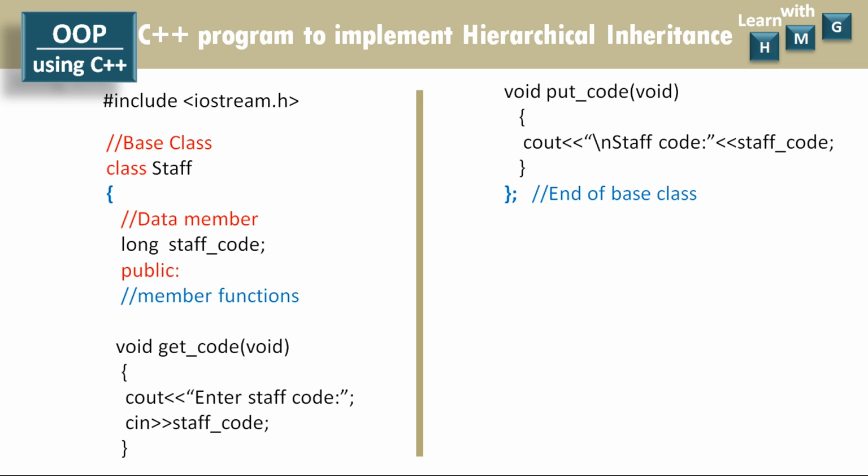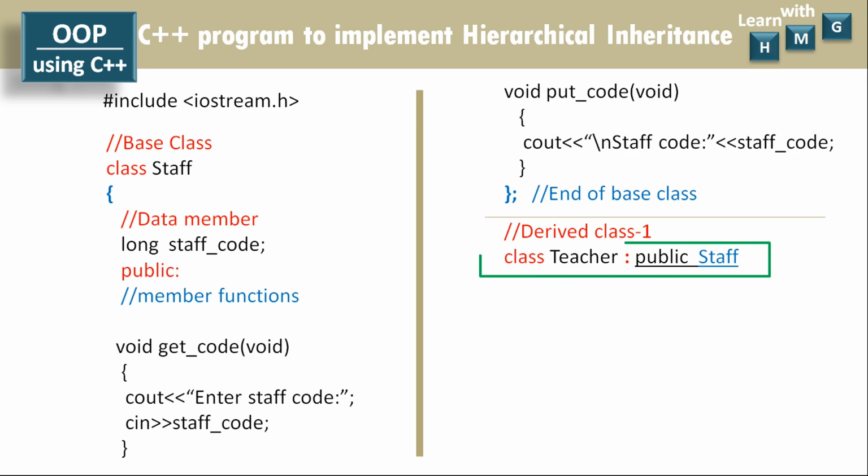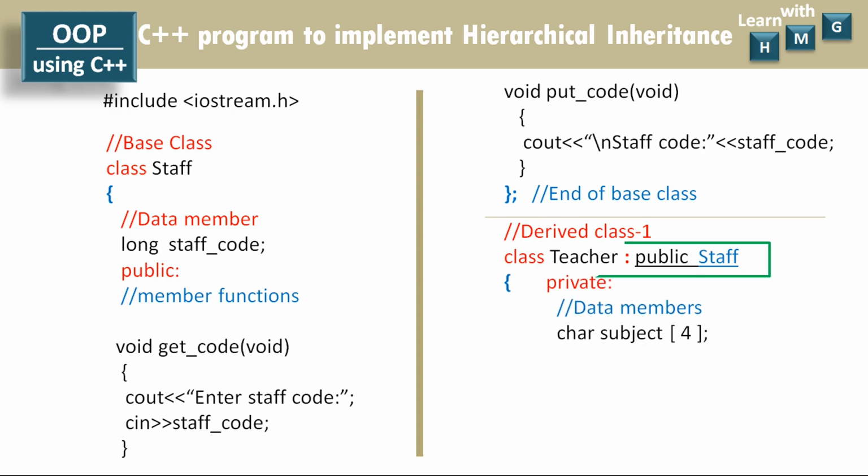Let us go for defining the derived class. Here our derived class is teacher. The teacher derived class is derived from the staff class, and in this way the relationship is indicated between the teacher class and the staff class. The visibility mode used is public. In the private section, the data member is the subject, meaning which subject the teacher is teaching.